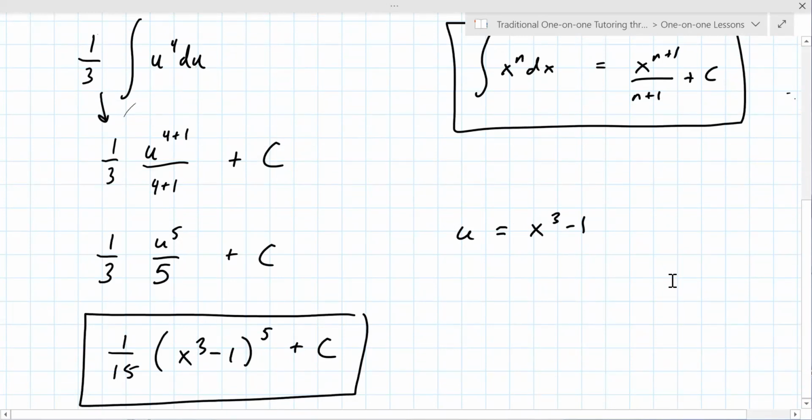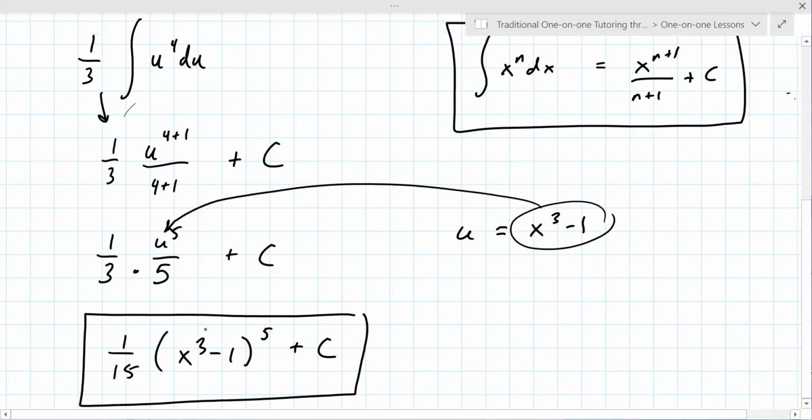We have to substitute that 1/3. But how? 15. 1/3 times 1/5 is 1/15. 3 times 5 is 15. But you still didn't substitute. Or did you do it before that? Doesn't matter when you substitute, as long as you do it before the final answer. So you can multiply, but you gotta back substitute.